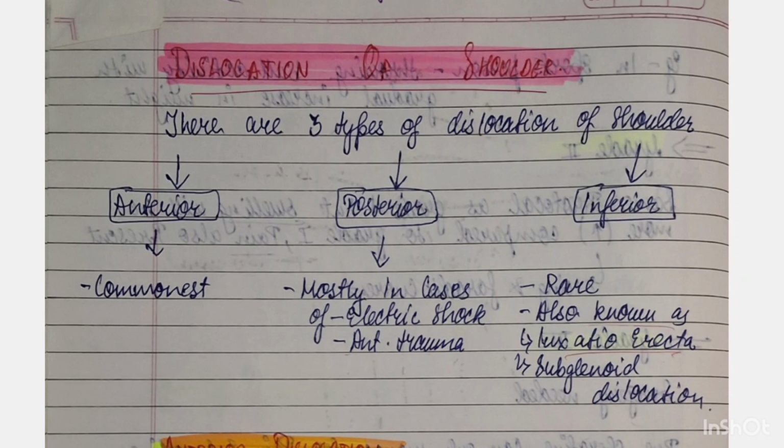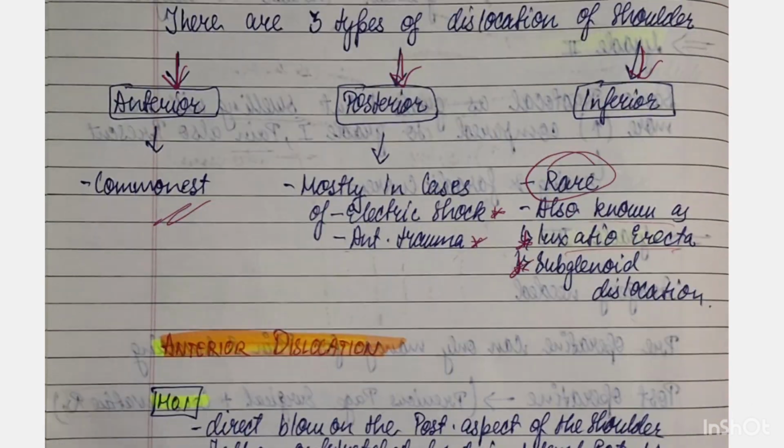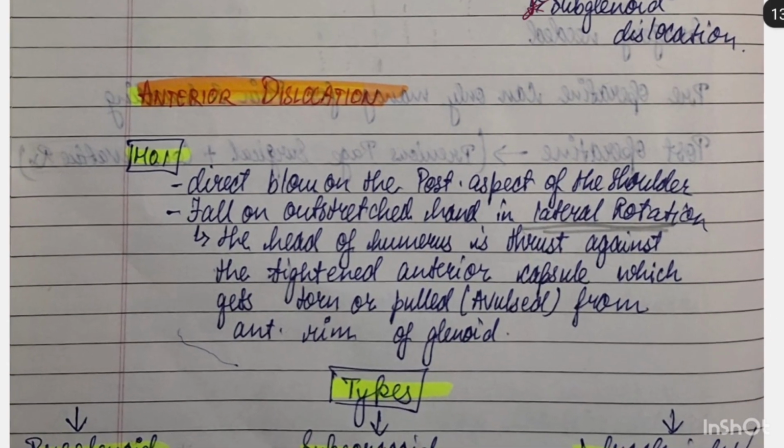So today in this video we're going to study dislocation of the shoulder. There are three types of dislocation of shoulder: anterior, posterior and inferior. Anterior is the most common. Posterior is mostly seen in cases of electric shock and anterior trauma. Inferior is the rarest, and it is also known by these two following names. Now let's see anterior dislocation.